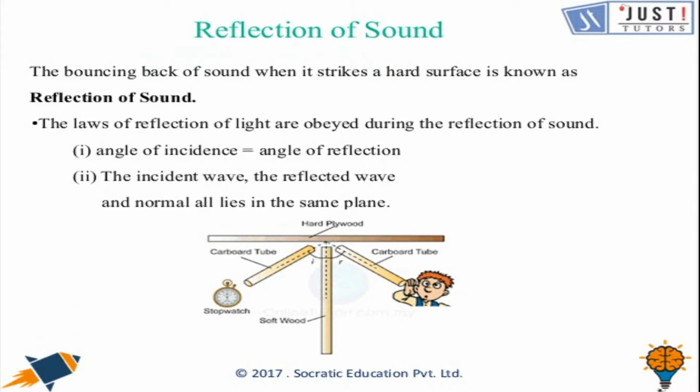Now reflection of sound. We have learned reflection of light. In the same way, the law of reflection of sound is the same as the law of reflection of light. The angle of incidence is equal to the angle of reflection, and the incident wave, reflected wave, and the normal all lie in the same plane. We can understand this by this setup. Let's say we have two tubes, one for the source of sound and the other for the receiver, and then we have a normal here. So we can listen to the sound at the same angle with the normal at which it is produced.